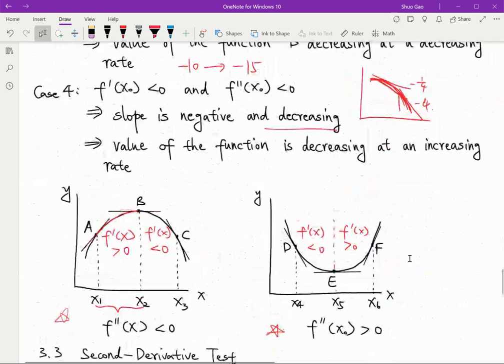So here are the 2 graphs. We conclude the 4 cases by drawing the curves and picking specific points to show what it is like if we have these 4 cases. Okay.